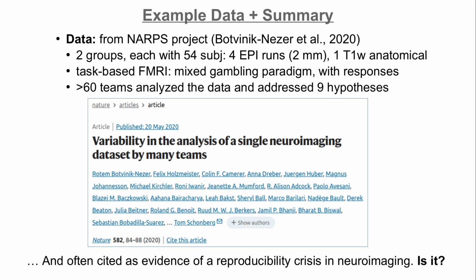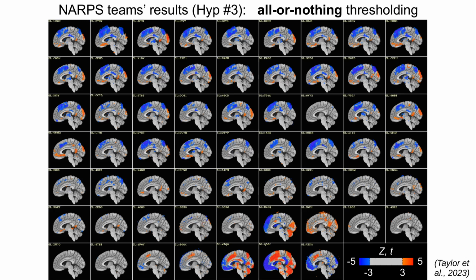So let's look at how much of a reproducibility crisis this looks like. Well, the data was not presented like this in the original study, but if we look at each individual team's response for the same slice of data for the same hypothesis, which is what we're showing here, then we see that some of the results actually look like they agree pretty well.